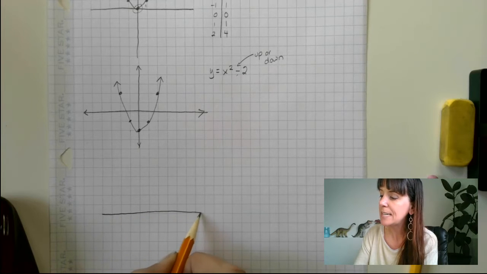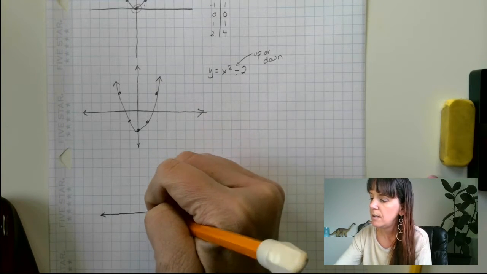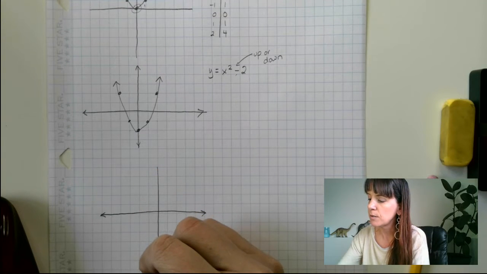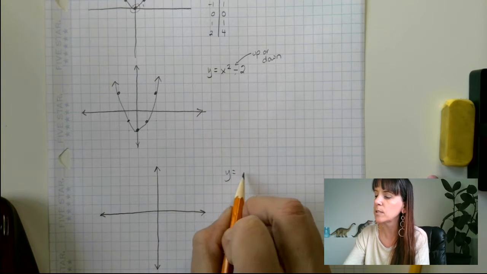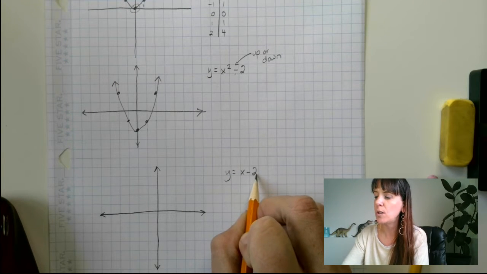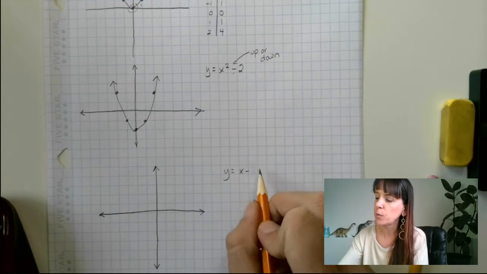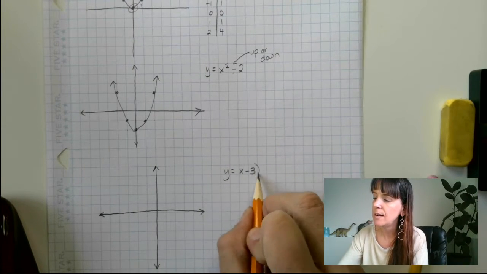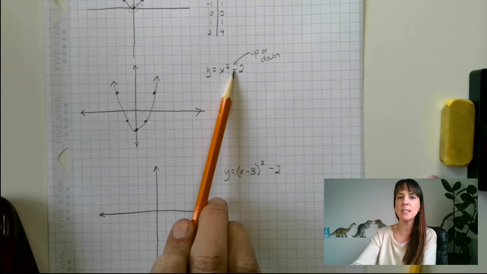Now we're also, oh, that was a terrible, not straight line. Like 15 years of doing this, you'd think I'd be able to draw a straight line. I cannot. Okay, so we're going to do y equals (x minus 3) squared minus 2. So I'm still doing that minus 2, right? That tells me it's going to go down 2.